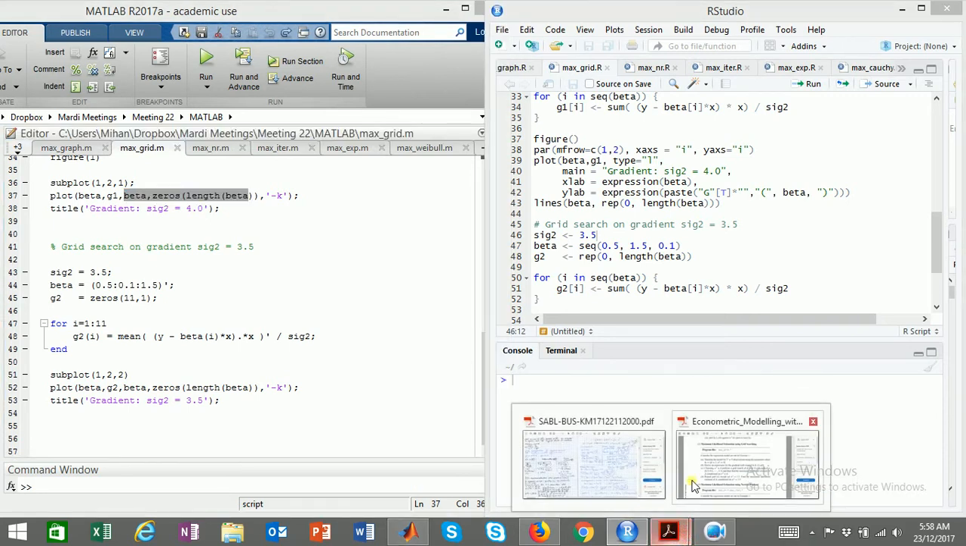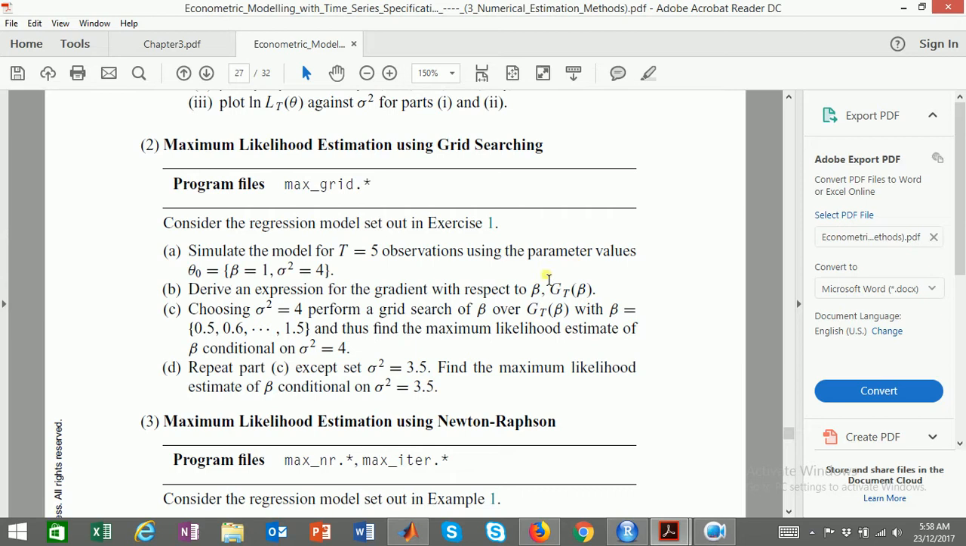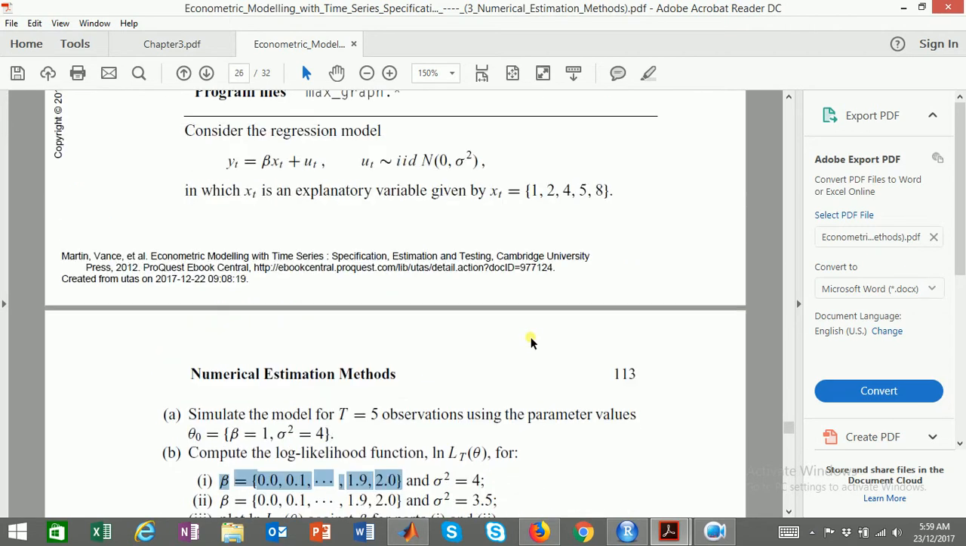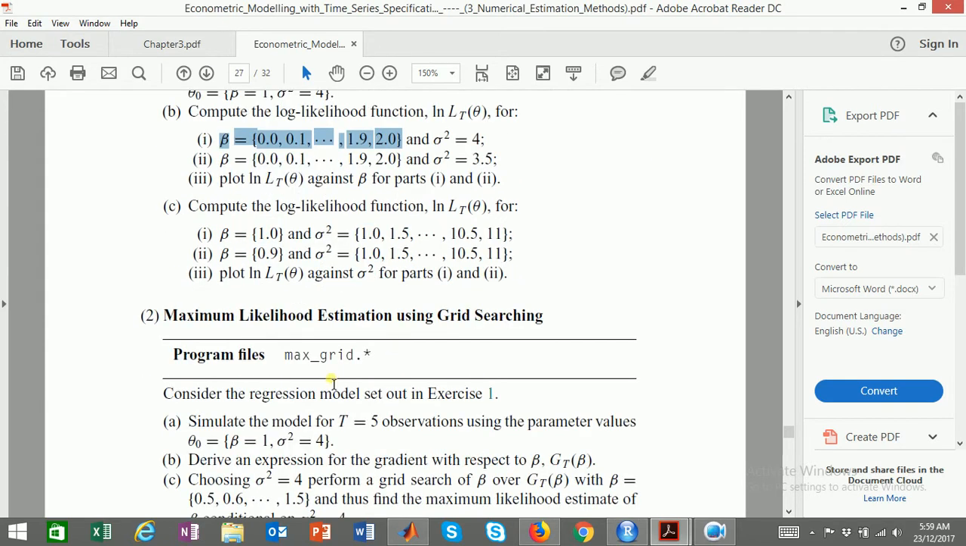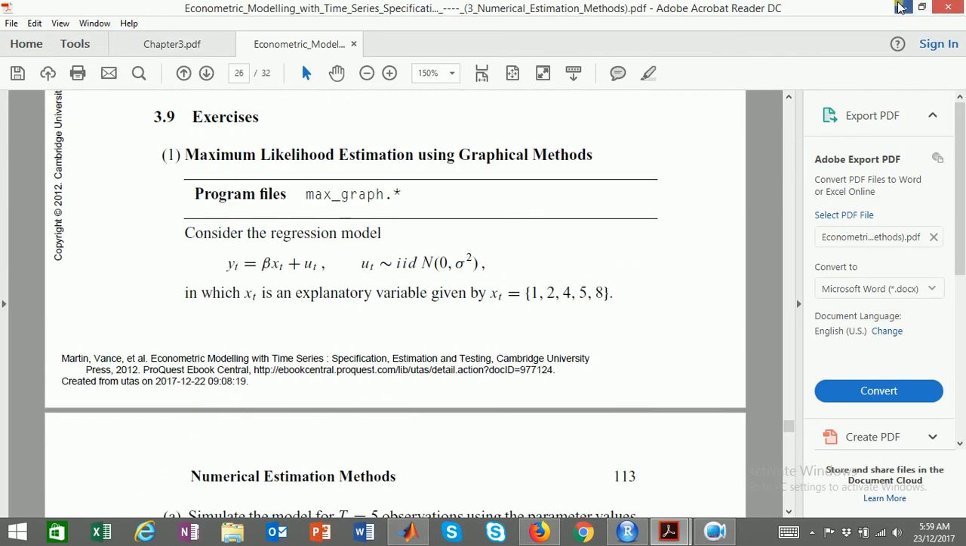The problem we have just solved is problem number 2, max grade, where we simulated t equal to 5 observations. We derived the expression for a gradient with respect to beta, and we did a grid search on beta given this, and we repeated this with 3.5. We wanted to do max graph instead of max grid, so let's have a look into max graph very quickly.